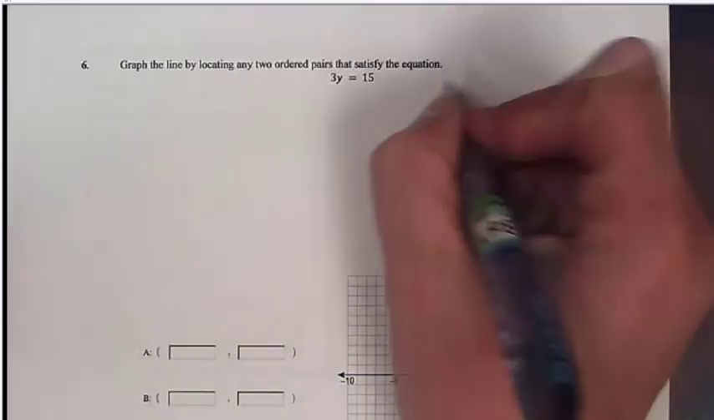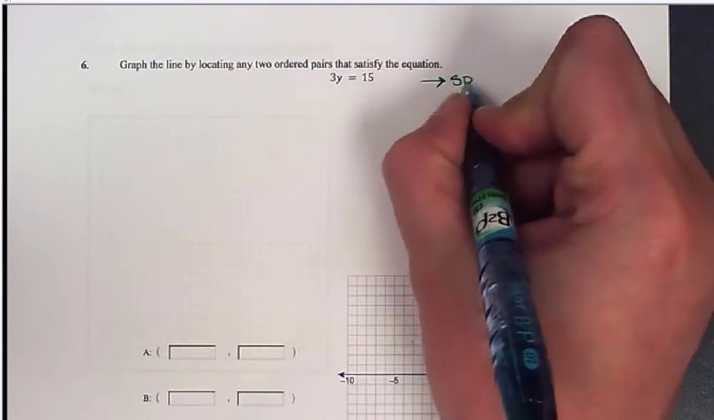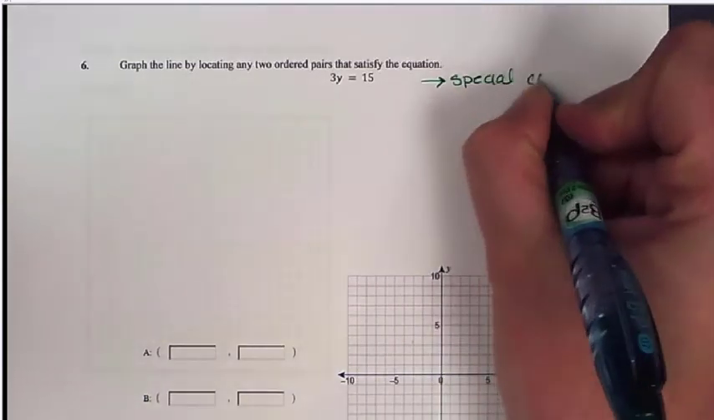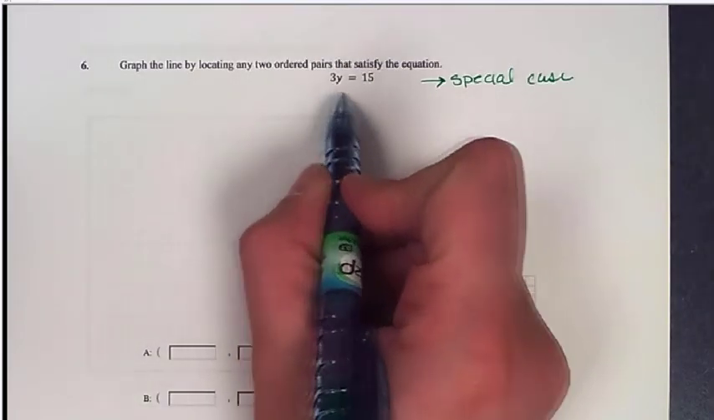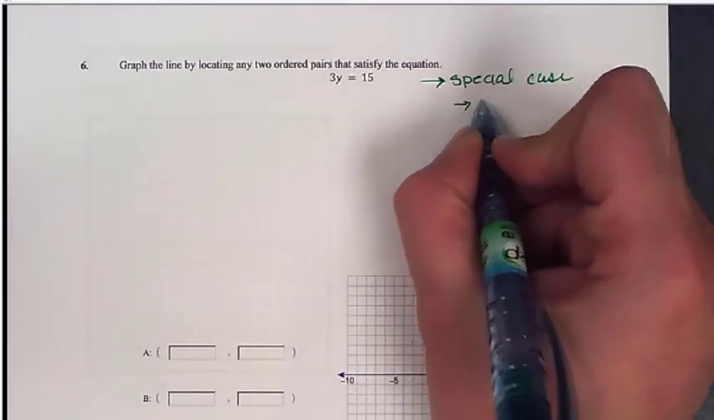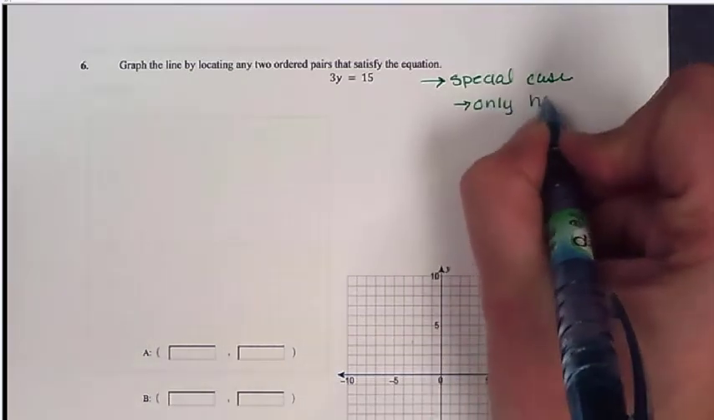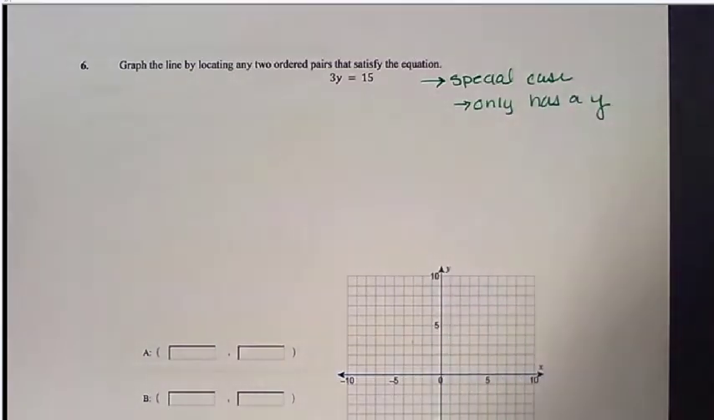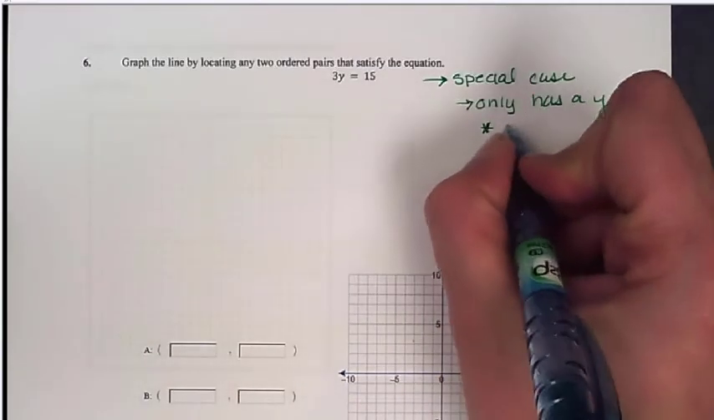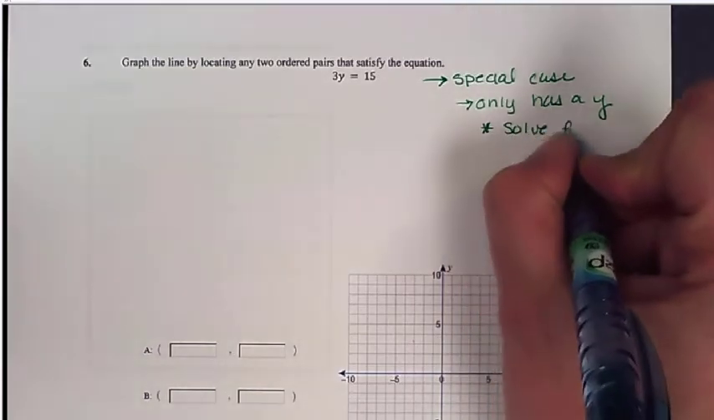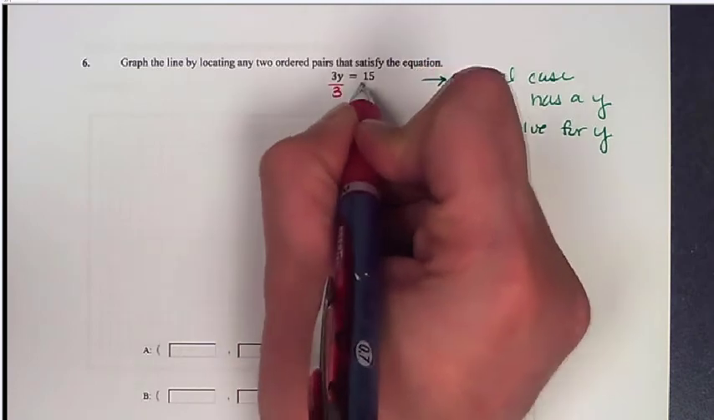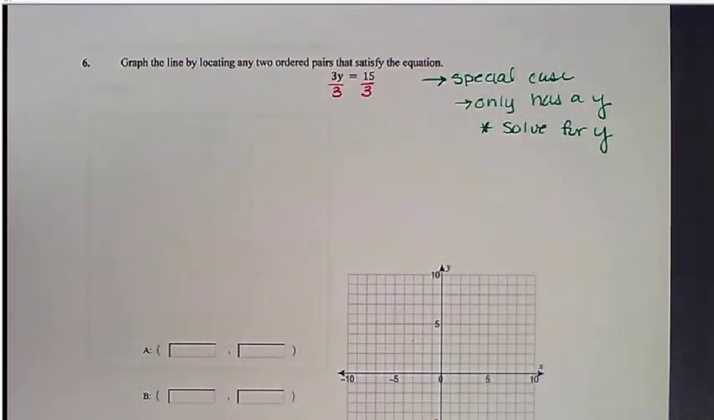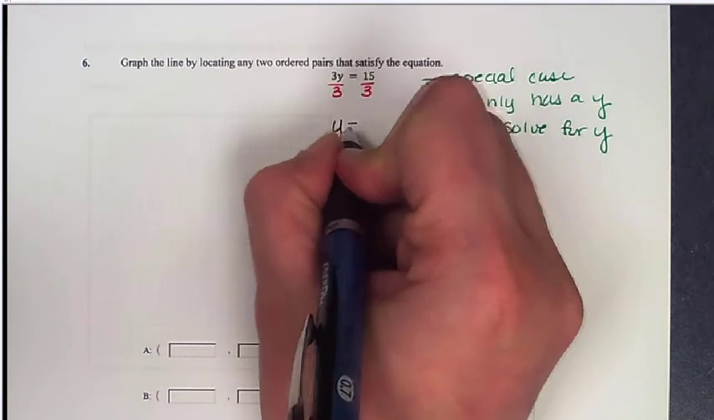So our next example is also a special case. So we do have 2 special cases here. They're very similar to each other. If you'll notice, our equation this time is 3y equals 15. So this problem only has a y. So kind of like the previous one where it only had an x, this one only has a y. Just like the previous one though, I want to solve for y. So in this problem, I would divide both sides by 3, getting that y by itself. And I'm finding out that y is equal to 5.